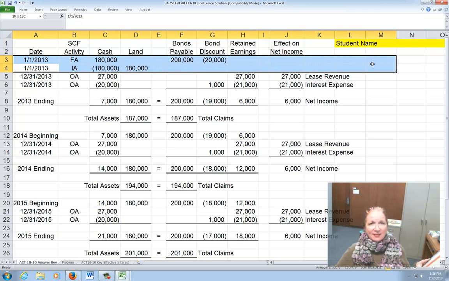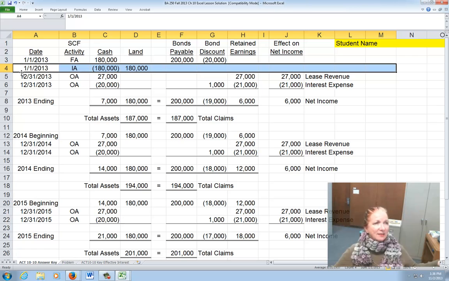The second transaction is that it was an investing activity. It was $180,000 where cash went down and land went up because we invested in land.